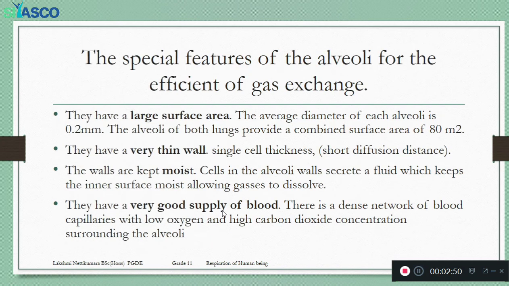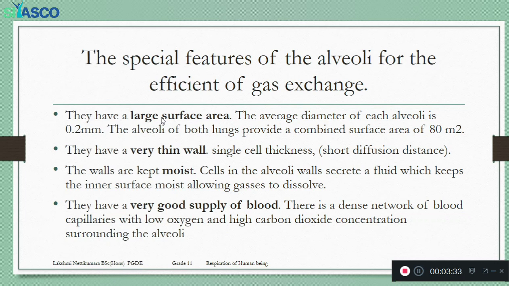Let's see it further. The special features of the alveoli for the efficient gas exchange. As I have mentioned earlier, having a large surface area. Now look at this. The average diameter of each alveolus is 0.2 millimeters. So it is an oval-shaped sac, and there are about 600 million alveoli in the lung. So together the combined surface area is 80 square meters. So how large is the surface area inside your lung?